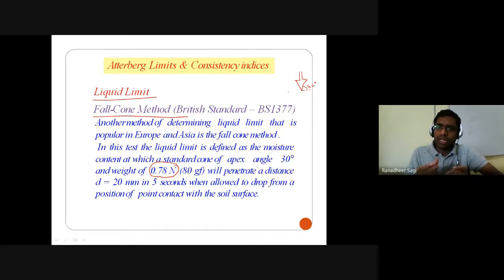Next, add some other proportion of water to that soil, thoroughly mix it, and once again perform the test. This time in 5 seconds you might get some other depth of penetration, and for that depth of penetration you again determine the corresponding water content. Repeat this test 4 to 5 times, or however many times you wish, and with that data, go on to plot a graph.